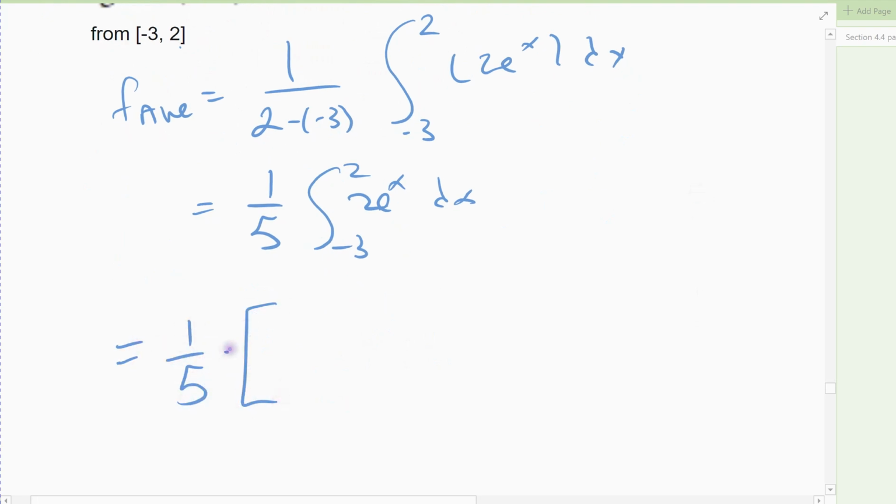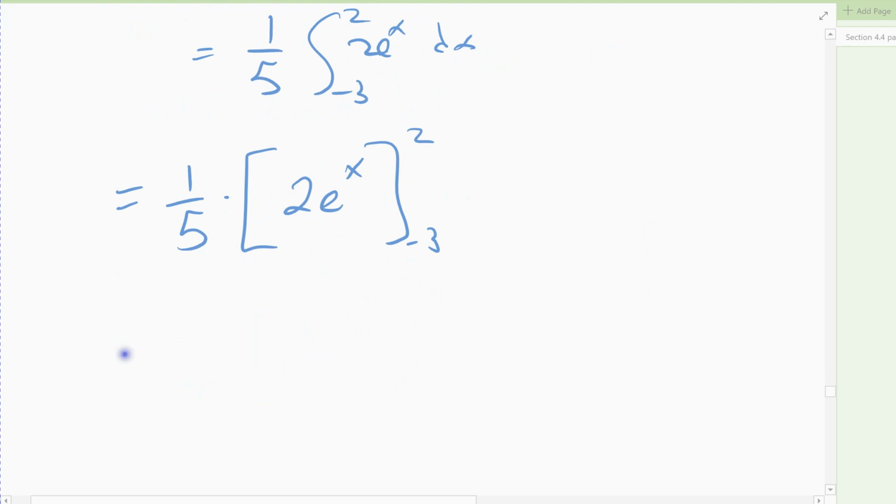So 1/5 times the definite integral, which this one's not too bad, right? The antiderivative of 2e to the x is 2e to the x, and then I have to remember to take care of negative 3 and 2. So again, I'm solving 1/5 times the antiderivative of 2e to the x, but I've got to plug in my lower value negative 3 and my upper value 2. So this would be the notation we use to indicate my next step.